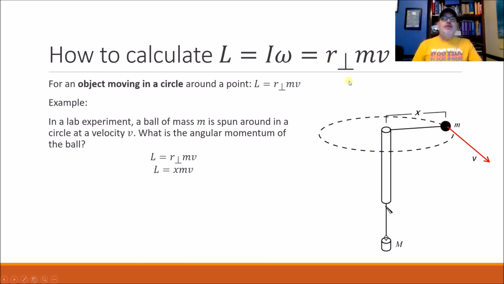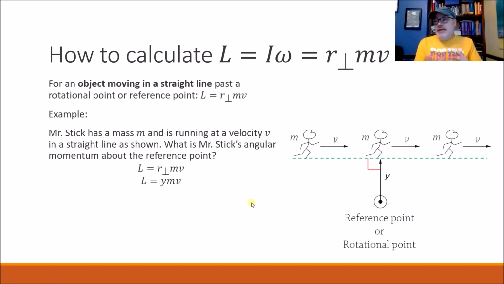And then all we need to do is figure out what's the radius of the circle that it's going around in and multiply by its translational momentum, or m times v. So in this case, it would be mv times the radius of the circle, x. And there you go. One of the weird things about angular momentum is that an object that is moving along in a straight line can still have angular momentum.